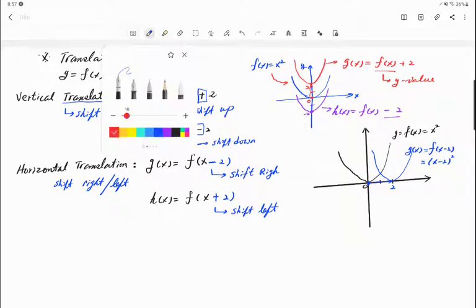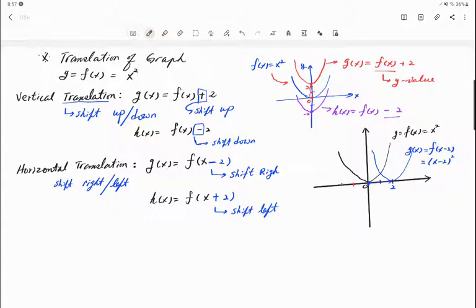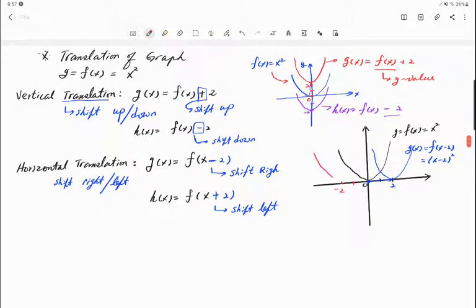How about going left? I want to shift 2 units to the left. Then it looks like this, right? Move each point on the original graph 2 units to the left. Then what we do is replace x with x plus 2 this time. So x plus 2 means shift to the left. That will be x plus 2 squared. Can you see it?